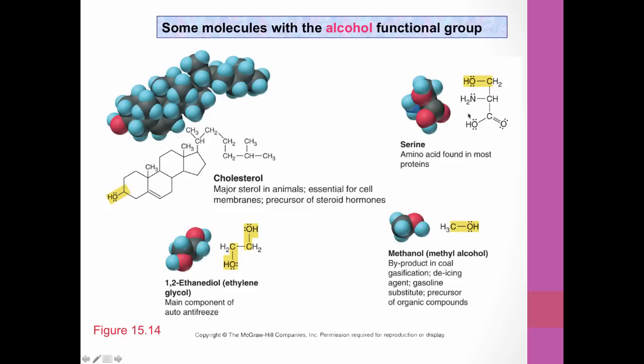Here's my carboxylic acid group. That's where aminos get their name. But down here, serine, this particular amino acid, has an OH group as part of it. Methanol, or alcohol. So as I said, it's a de-icing agent. It's found in antifreeze. It can be used as a gasoline substitute, although it's not really very common. We tend to substitute ethanol more commonly.